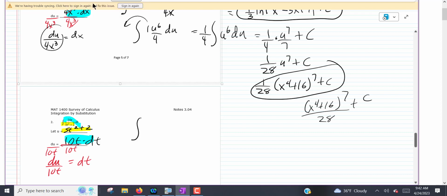Now here's the substitution. Okay, and you can just mark things out as we go. So what do we replace 5t squared plus 2 with? u, good. What do we replace dt with?